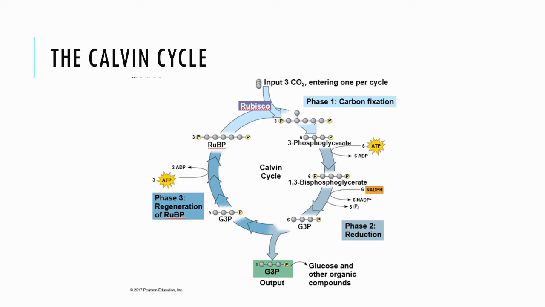The takeaways from this: am I expecting you to have every single little detail memorized? No, but I do need you to understand the main phases and generally what's happening here. So we have to fix carbon, and then it gets reduced to form G3P, which exits the cycle, and then we regenerate everything that we've used. So maybe a little more detail than that, but don't let this hurt your brain.